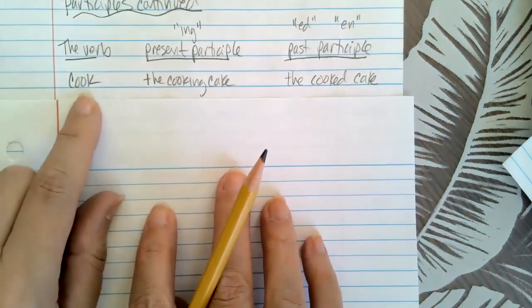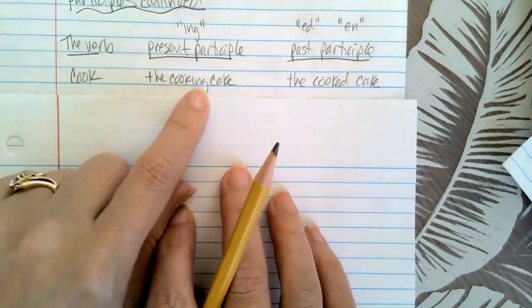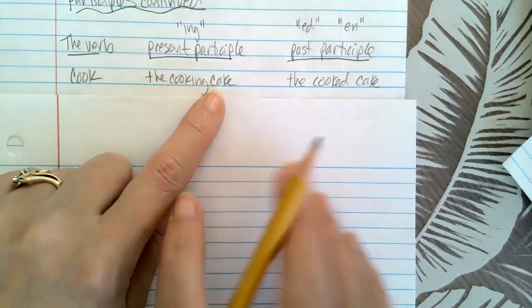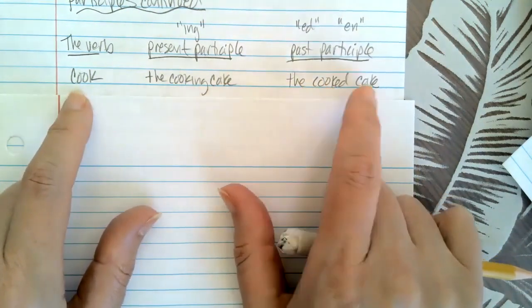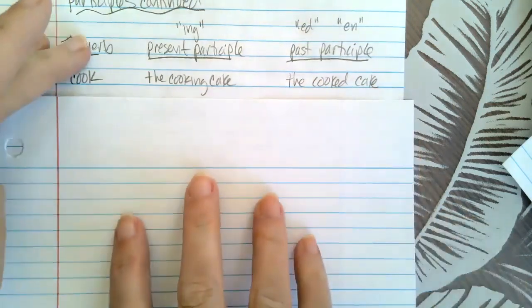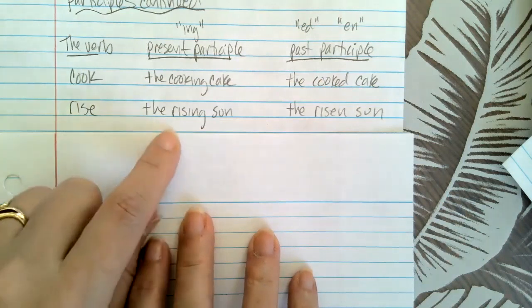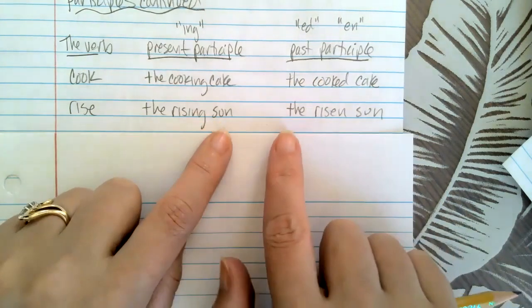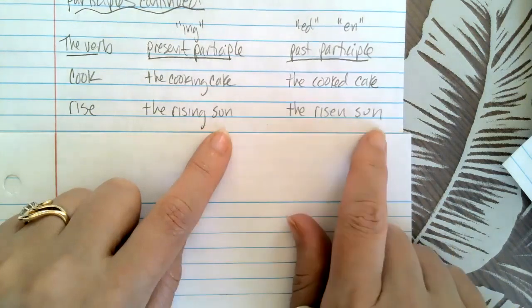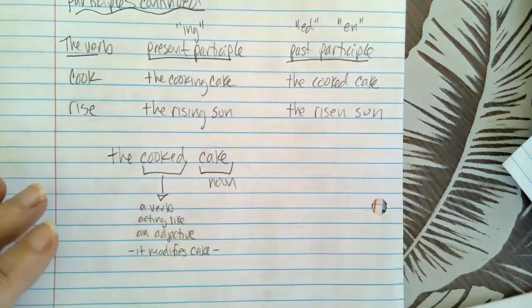So we have, if our verb is cook, present participle would be the cooking cake. If our verb is cook, past participle would be the cooked cake. Okay, and another example, if our verb is rise, present participle would be the rising sun, and past participle would be the risen sun. So now let's talk about what this is doing for us.